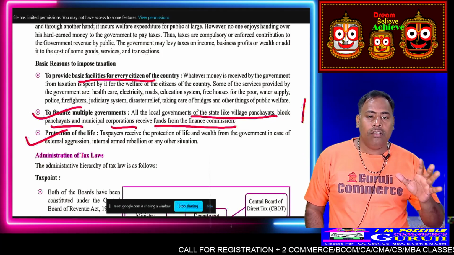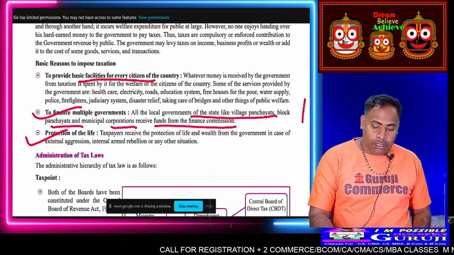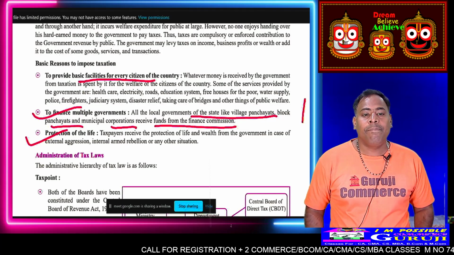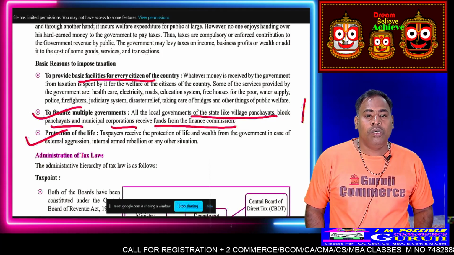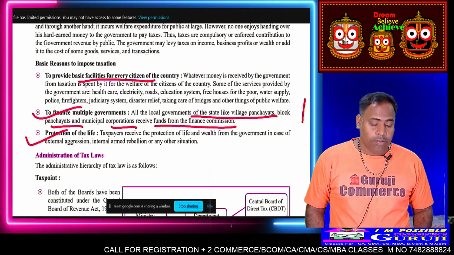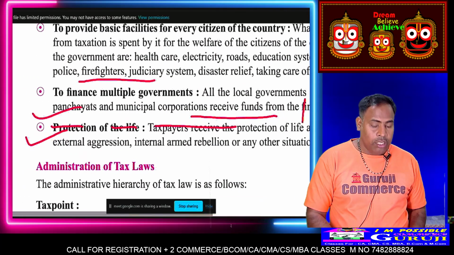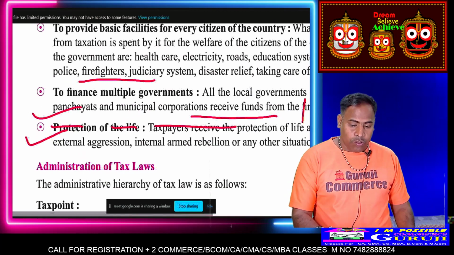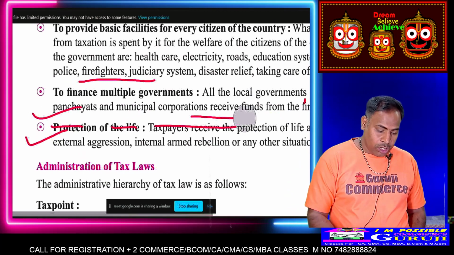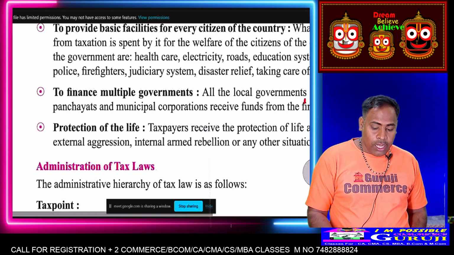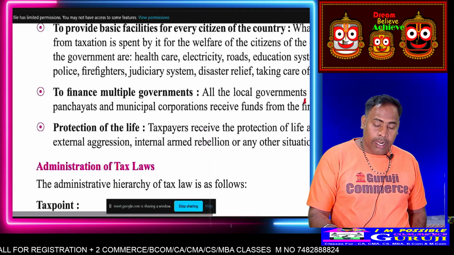First is to provide facilities. Second is to finance multiple government bodies. And third is protection of life. Understood?